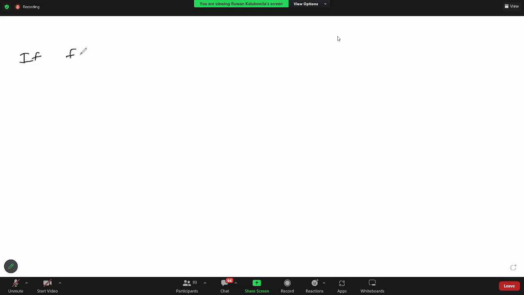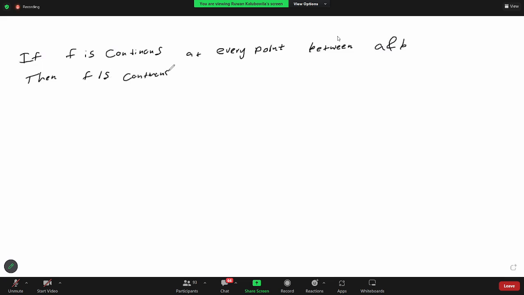If f is continuous at every point between a and b, where the range is the numbers a and b, then we can write f is continuous on this interval, right? If f is continuous at every point between a and b, when you consider the full domain, we choose a special region in between a and b.